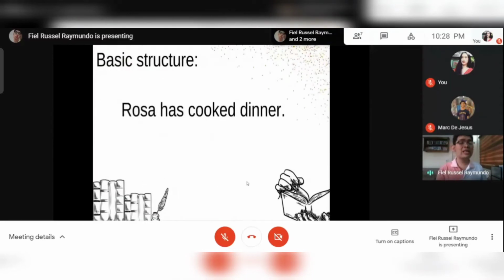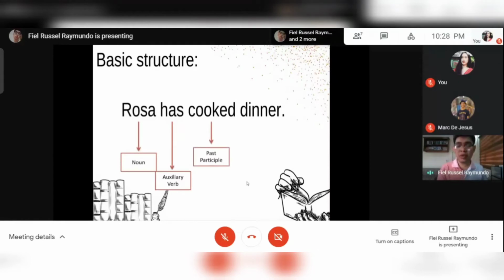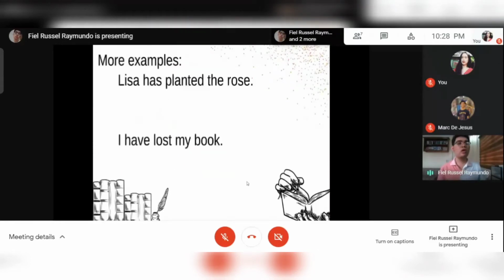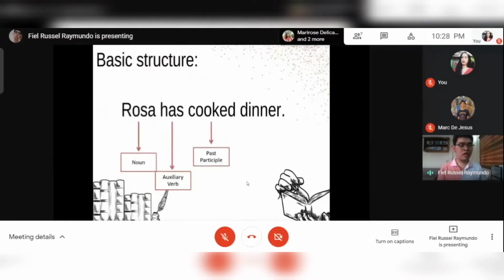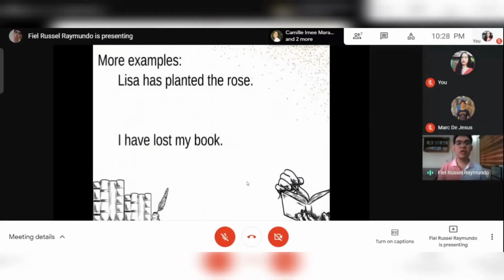I want you to understand that present perfect sentences follow the basic structure. In the sentence, Rosa is the noun, followed by the auxiliary verb has, and then followed by the past participle. There you have the basic structure. Do you have any questions? If none, let's look at my examples.